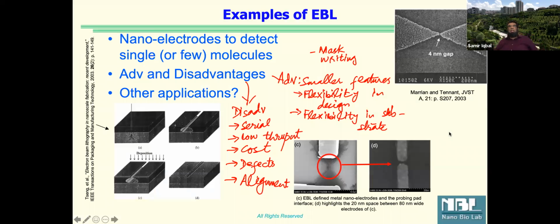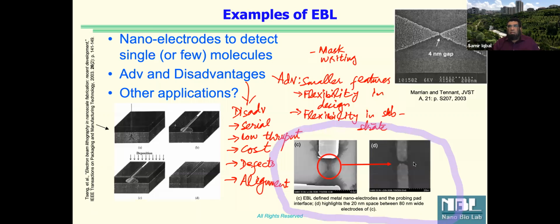These are some real examples of E-beam lithography where we have made nano electrodes to detect molecules, for example. The pictures on the lower right-hand side, I took these pictures. I made these devices myself, and that was a long time ago. What's the date on these? 2006. Yeah, this is 2006.